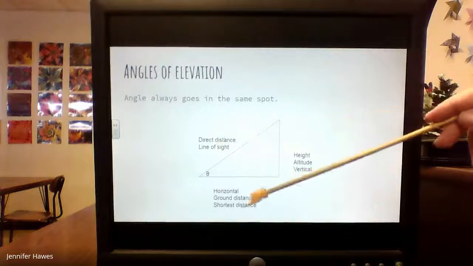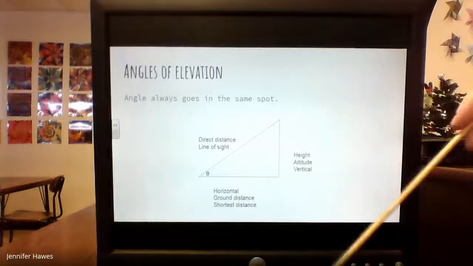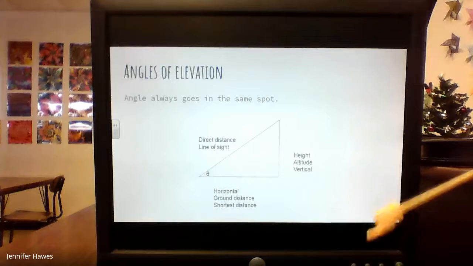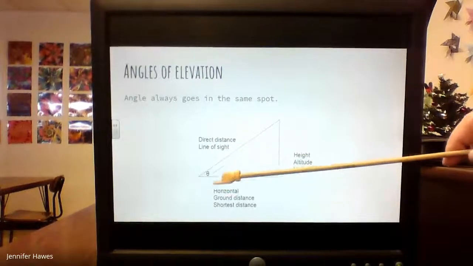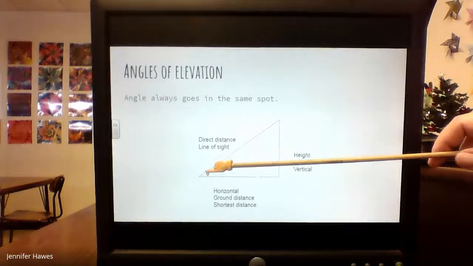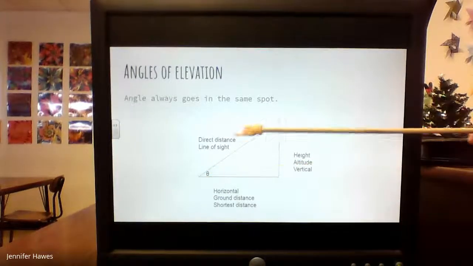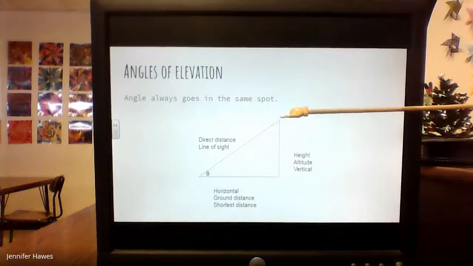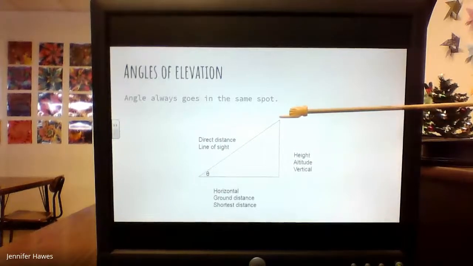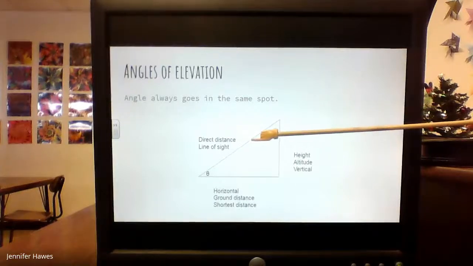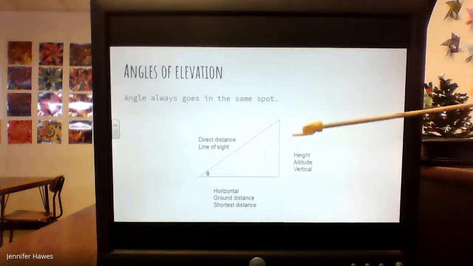Now you'll notice I have some words by these three sides. The first one I want to talk about is the hypotenuse. That's a direct distance. So if I'm talking about me to an airplane, or Jasper up on top of the building, that's what we had yesterday. If I'm me to Jasper, who's standing on top of this building, just taking in the scenery, of course, that's my direct distance. That's my line of sight. That's from my face to wherever.